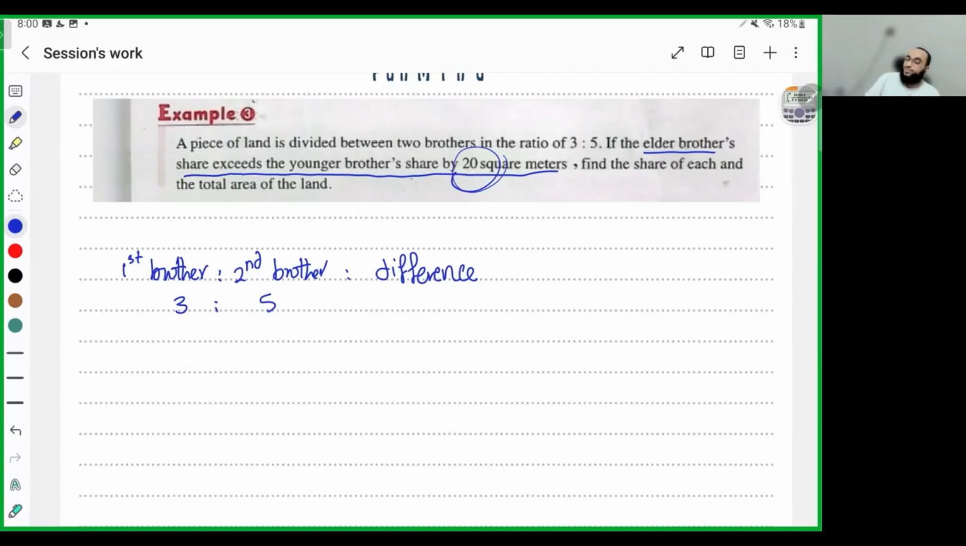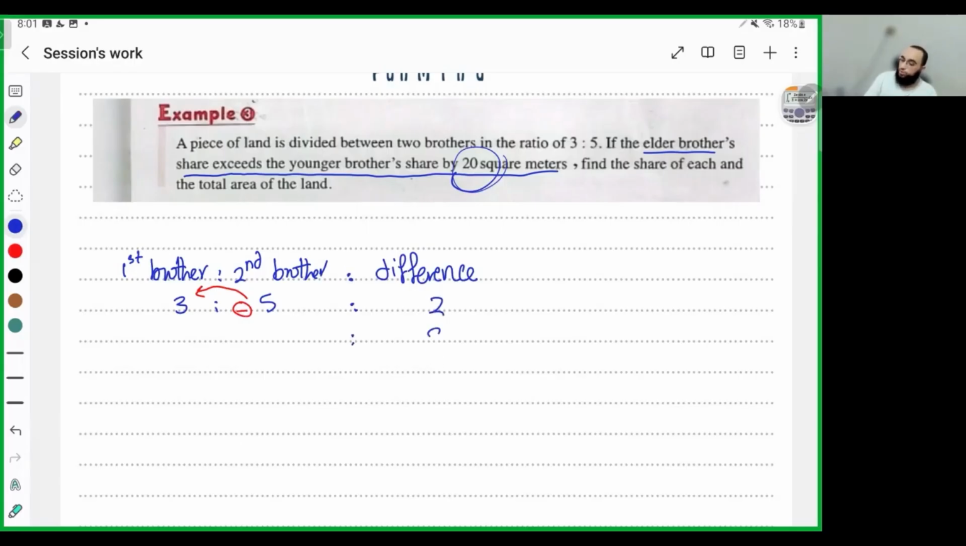So right now, we don't have to add them. We have to subtract them, the elder minus the younger, the greater minus the smaller. Don't tell me it's 3 minus 5, which is negative 2. That is not correct. Start with the bigger. It's 5 minus 3. 5 minus 3 is 2. Right now it's correct.